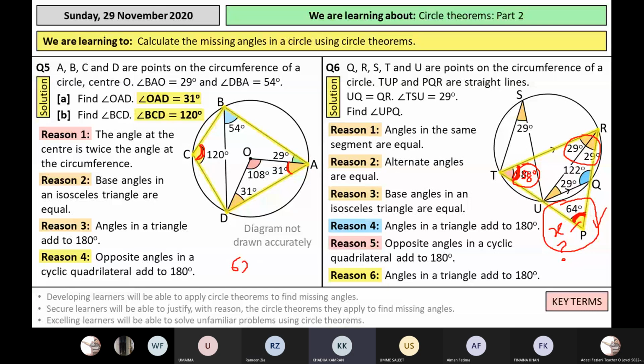Is it going to be 62? Yes, sir, if we subtract from 180. Okay. If we add up, it's going to be 170. Yes, this has to be corrected. The answer is 36.